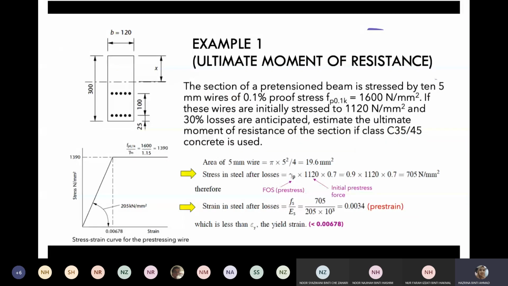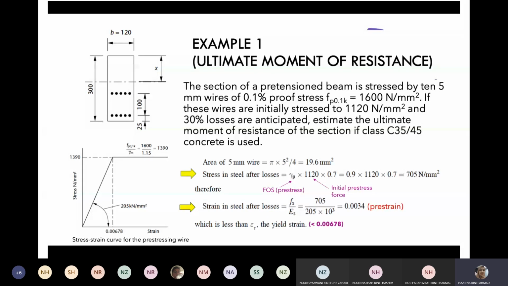Next, we look into the example. We have example 1, which requires us to calculate the ultimate moment of resistance. The section of a pre-tension beam is stressed by 10 5 millimeter wires, of 0.1% proof stress, FP 0.1K, of 1600 Newton per millimeter square.